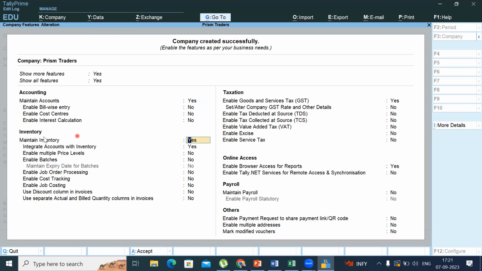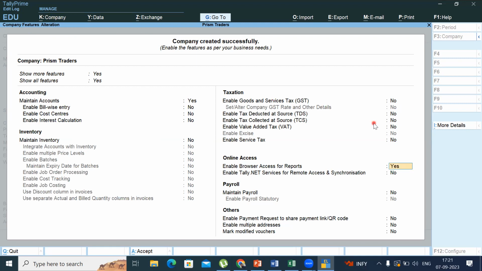And second, inventory. Now we are not discussing anything stock-related, such as product stock and number of stocks. Stock means quantity, units, everything. In the second module, we will discuss what inventory is and stock item creation. At present, you can say no, and GST also no. So at the basic level, you can disable all those things.